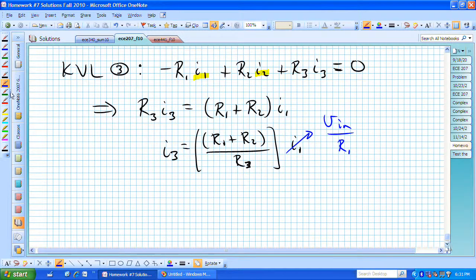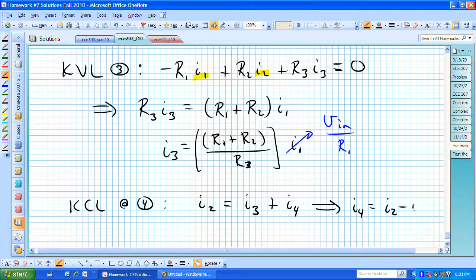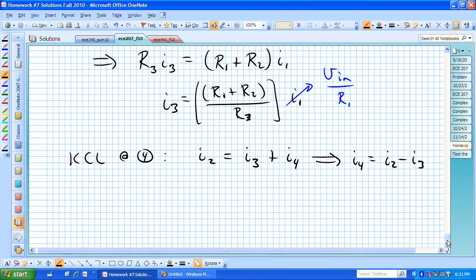Let's now do our KCL at 4, node 4. At node 4 we have the current coming in as I sub 2. Going out or leaving that node is not only I sub 3 but also I sub 4. This now allows us to say that I sub 4 is equal to I sub 2 minus I sub 3, but remember what I sub 2 was. I sub 2 was just minus I1, and that's now I sub 4, which is just minus I1 minus I sub 3.